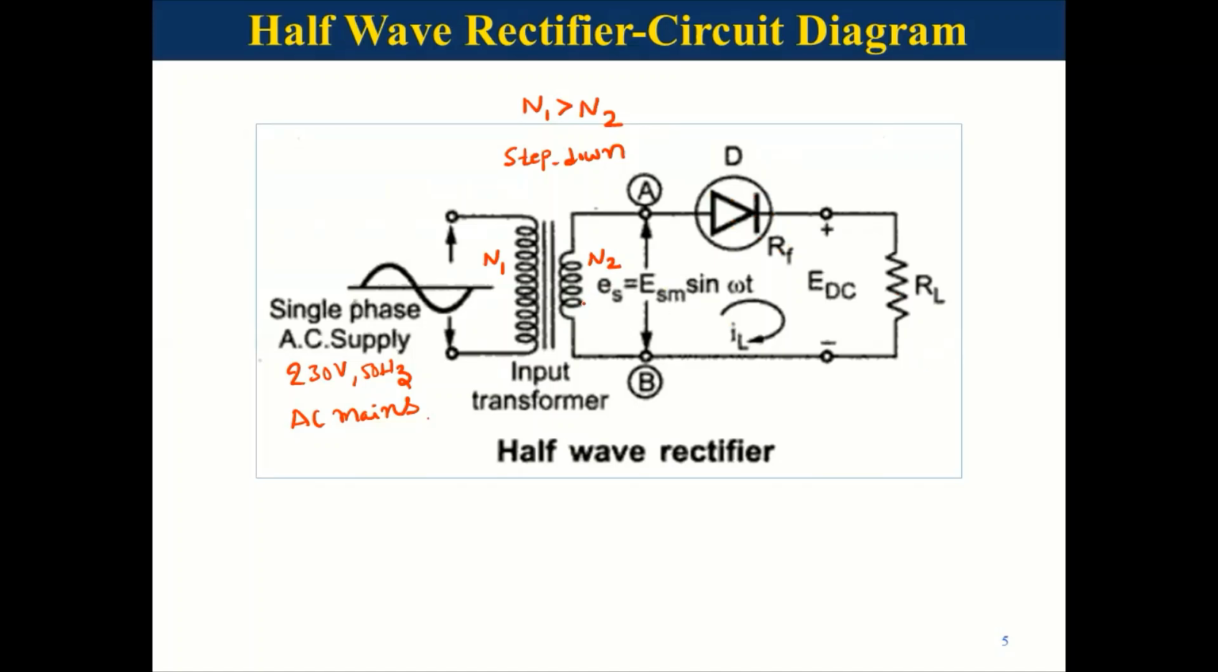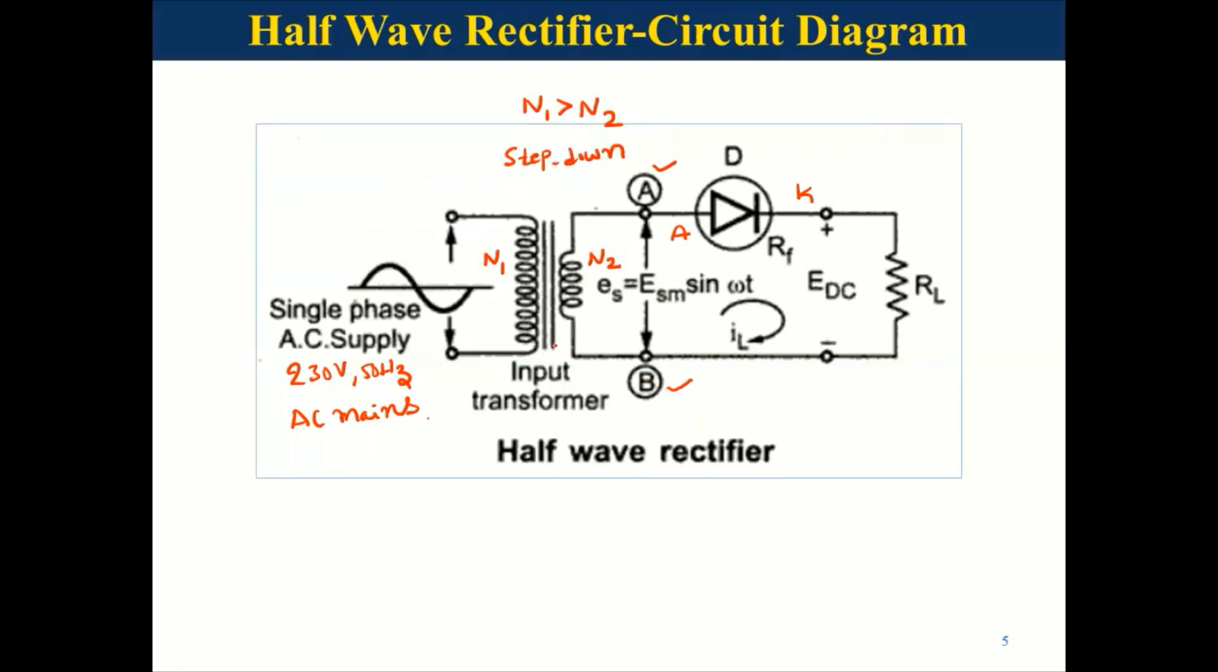Here in the transformer secondary, the upper terminal we represent as A, and the lower terminal we represent as B. The upper terminal A is connected to the anode of the diode, and the lower terminal is connected to the cathode of the diode. So that is the circuit diagram.